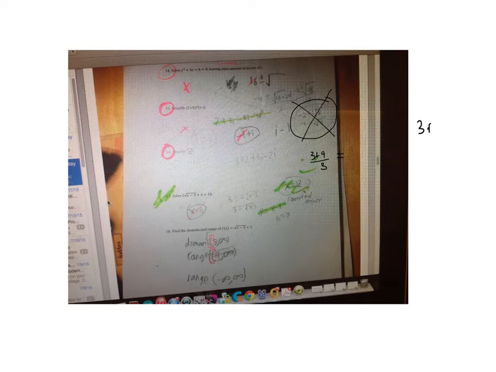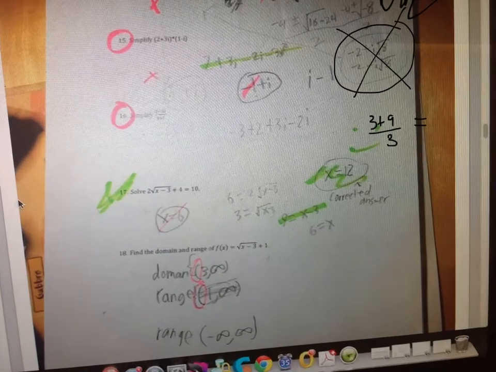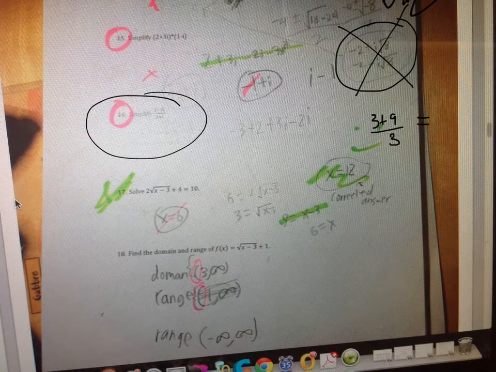Sorry. 3 plus 9 over 3 does not equal 1 plus 9. That's the mistake similar to the one you're making right here. Also, I am having a hard time finding the work that you did for this.